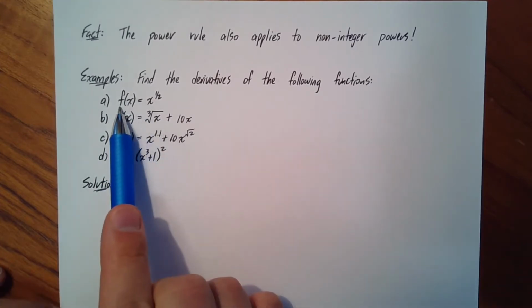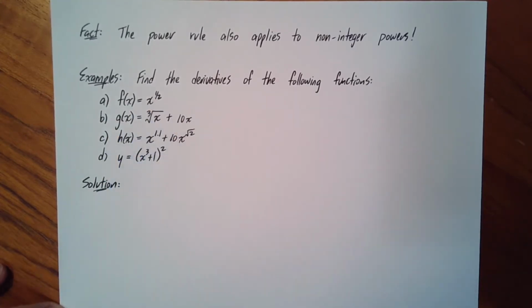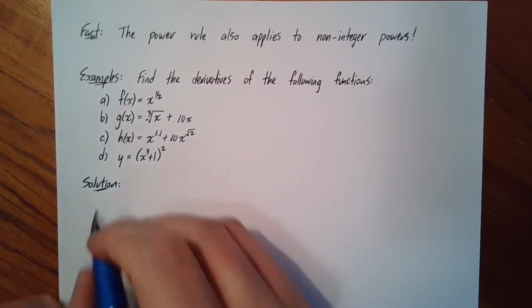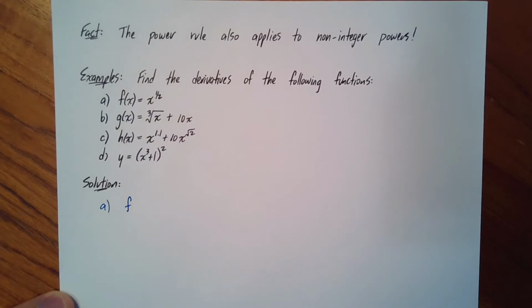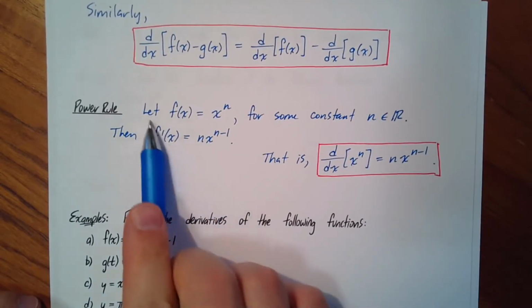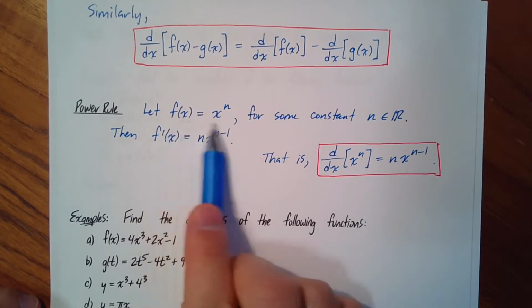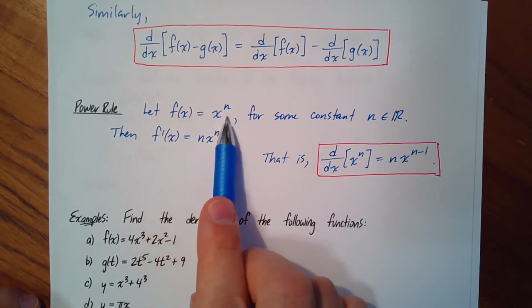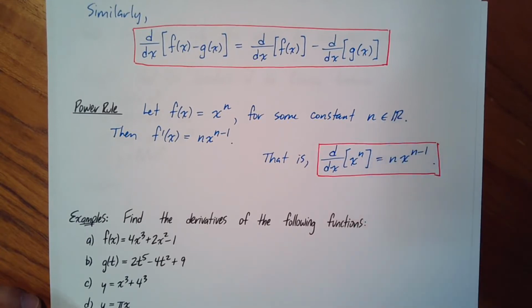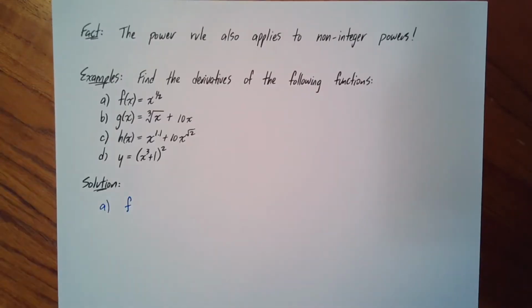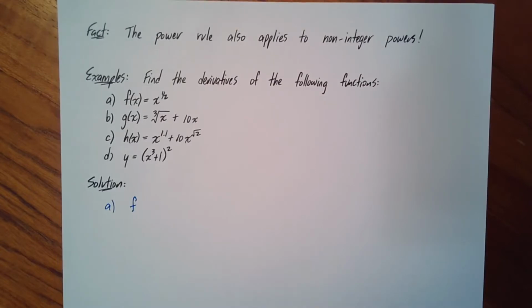So the first one, f of x is equal to x to the 1/2, you can see that's a fractional exponent. So for that one, based on the fact, it says the power rule applies to non-integer powers, right? And of course, if you go back to the way it was stated, the power rule says that if you let f be any function defined like f of x is equal to x to the n, where n is any constant real number. Real numbers are vast, right? That certainly includes fractions and even irrational numbers. So that's what we'll take advantage of here.